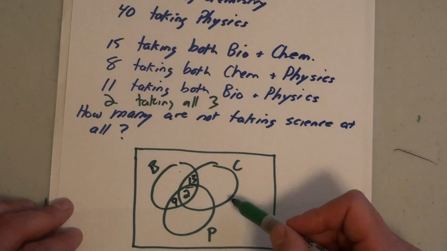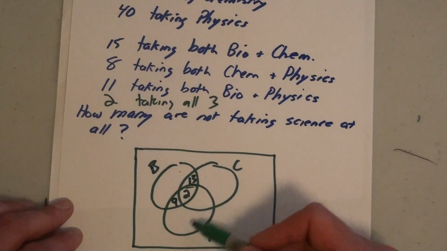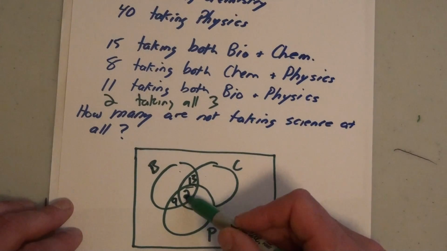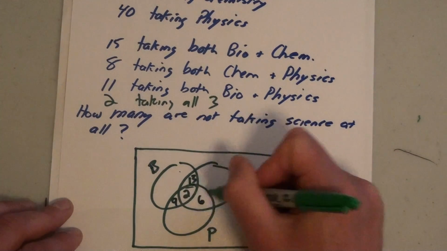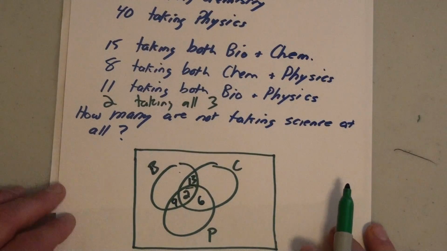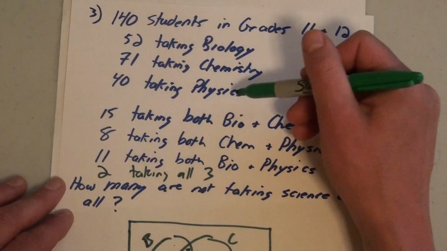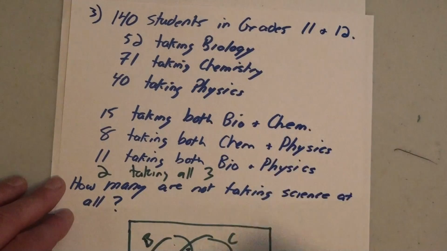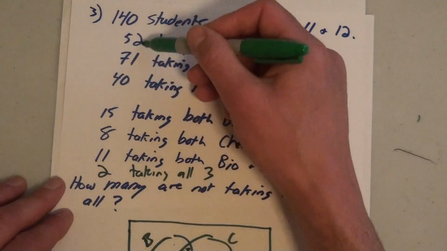Then between chemistry and physics, I had 8. 2 already accounted for in this part right here, which means I'm going to have 6 remaining. I'm subtracting the 2 as I'm going. Then I had the ones that are just the individual subjects. So I need to subtract away from the individual numbers as well.